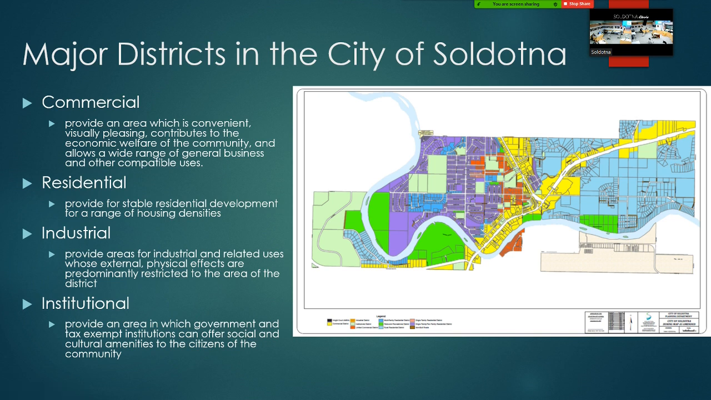For industrial, like John mentioned, some of those industrial uses are a nuisance and they would decrease property values. So we provide areas for industrial and related uses whose external physical effects are predominantly restricted to the area of the district. And then there's institutional, which provides an area in which government and tax-exempt institutions can offer social and cultural amenities to the citizens of the community.